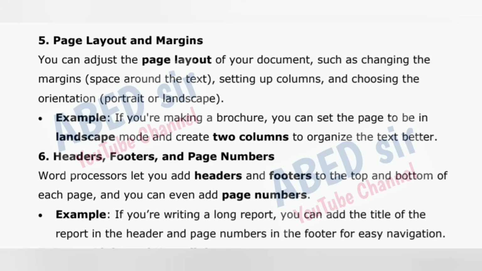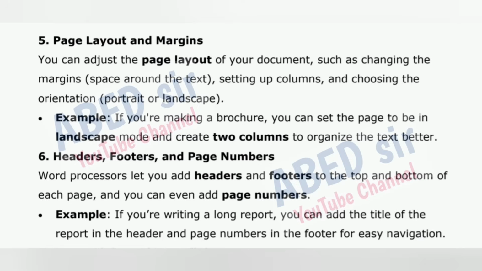5. Page layout and margins. You can adjust the page layout of your document, such as changing the margins, space around the text, setting up columns, and choosing the orientation, portrait or landscape. Example, if you are making a brochure, you can set the page to be in landscape mode and create 2 columns to organize the text better.